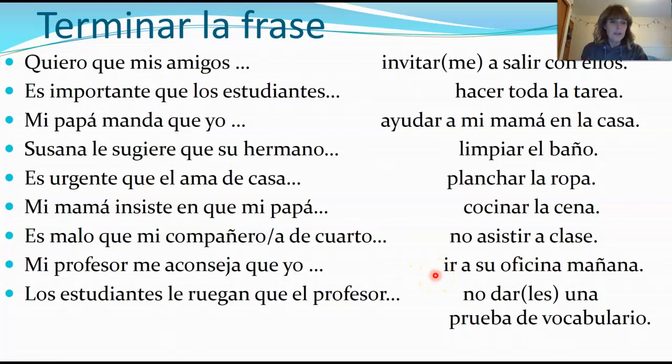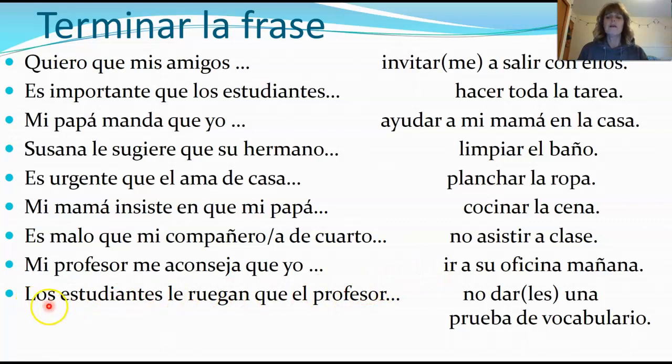Vaya. It's one of the irregular ones. The yo form, voy, doesn't end in an O, so we can't take the O off like we do all the other forms. Mi profesor me aconseja que yo vaya a su oficina.